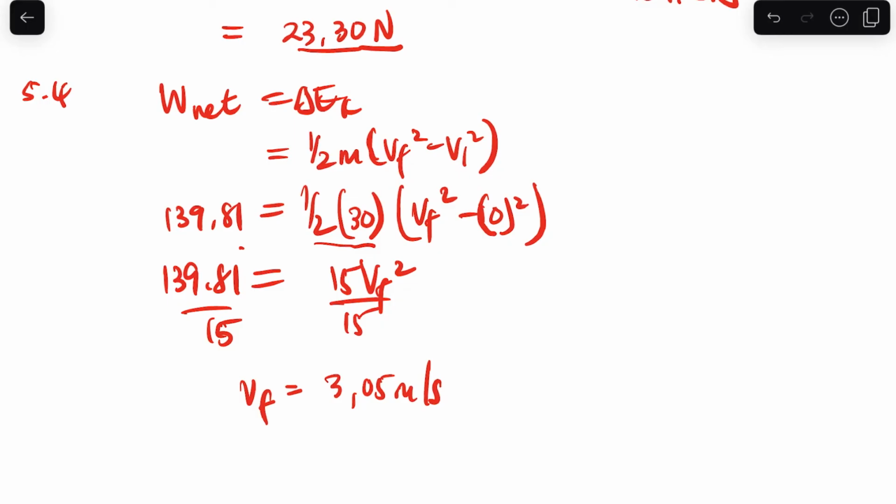So guys, that's what we're going to use there.